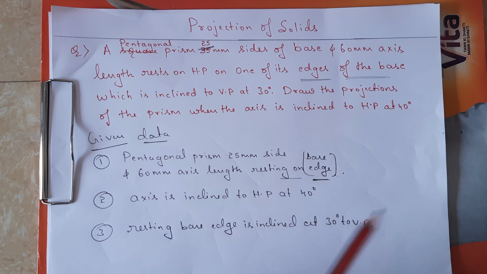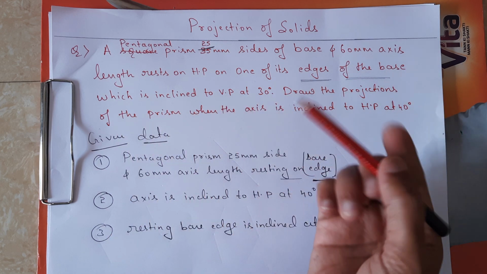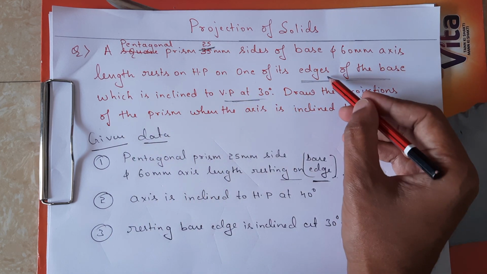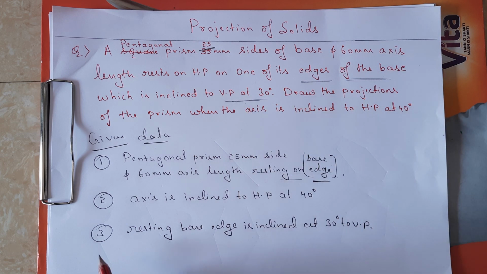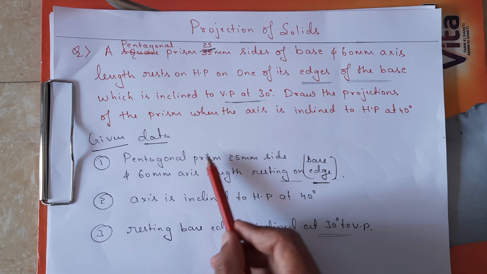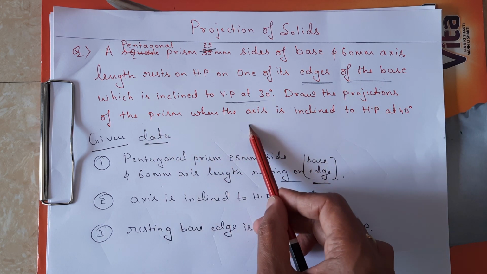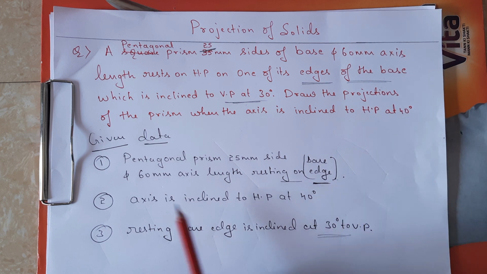Now, what is the data with respect to VP? They are given that the resting base edge is inclined to VP at 30 degrees. So this is step number 3, the data required for us to draw step number 3. Next one, draw the projections of the prism when the axis is inclined to HP at 40 degrees.